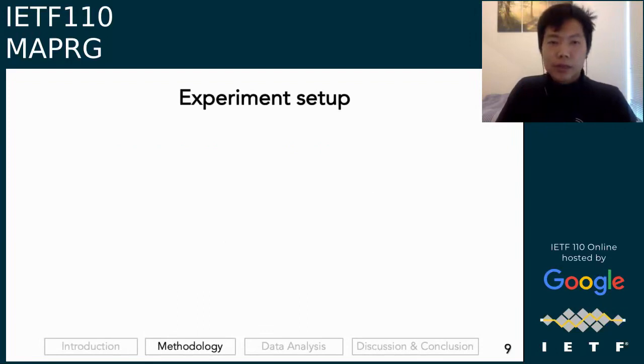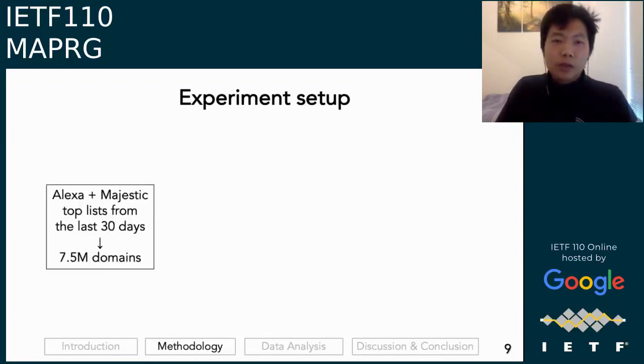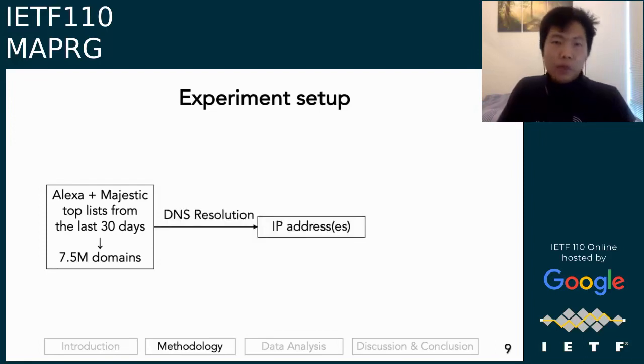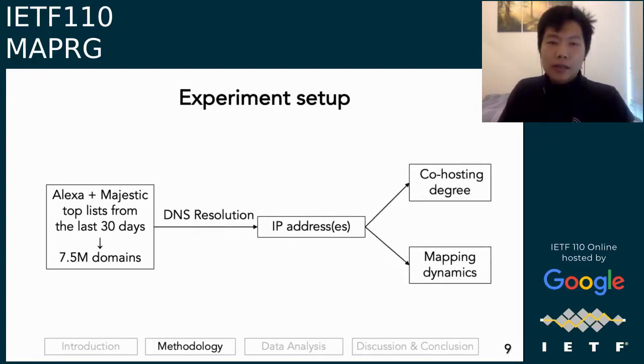So here's the experiment setup. We first create a set of test domains by aggregating domains from Alexa's and Majestic top lists from the last 30 days. That gives us a set of around 7.5 million domains per day. Next, we perform active DNS measurements to resolve these domains into IP addresses. And finally, we analyze all of the domain to IP mappings and study their co-hosting degree and the dynamics of domain to IP mappings over a period of 2 months.